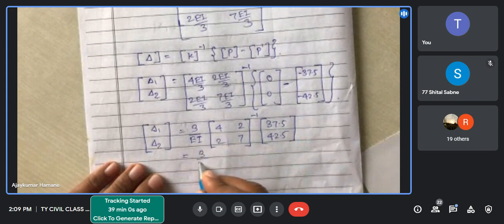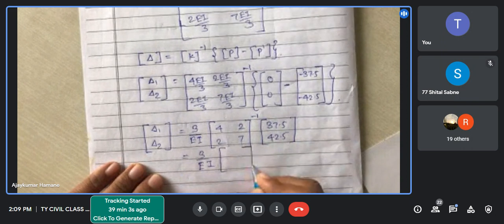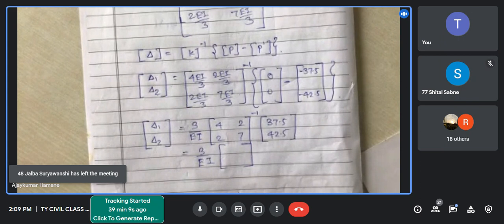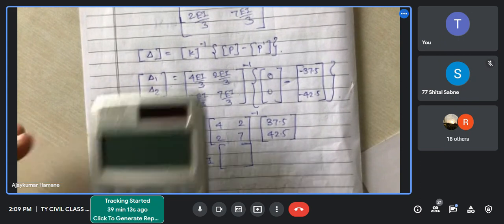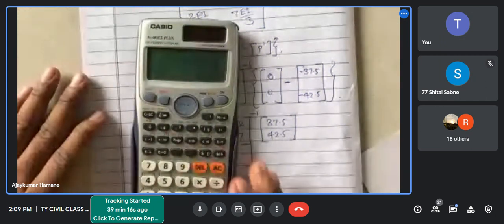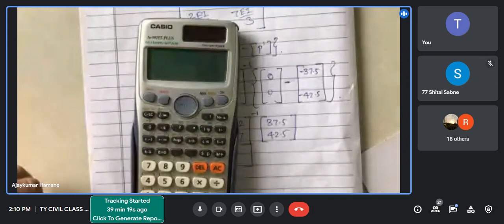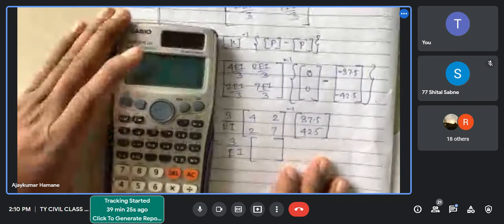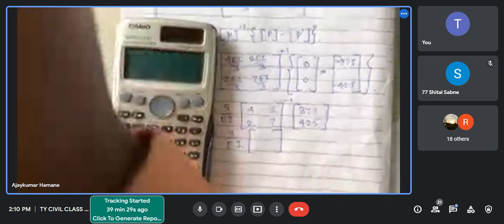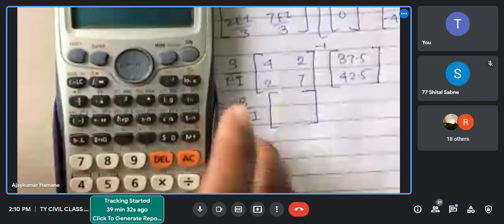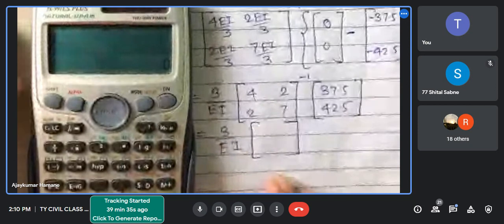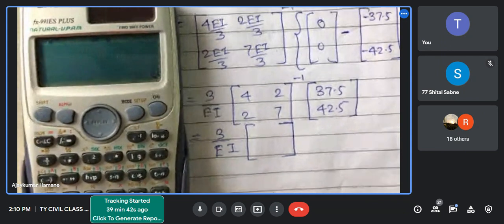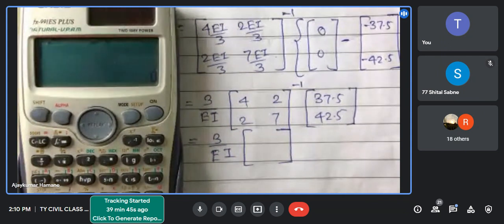Now you solve this one, 3 divided by EI. What is the value? Yesterday I told how to use the calculator for finding the matrix. So the first one, we have to assign. Can you see the calculator? Now it is visible. Correct, students? You can see the calculator.